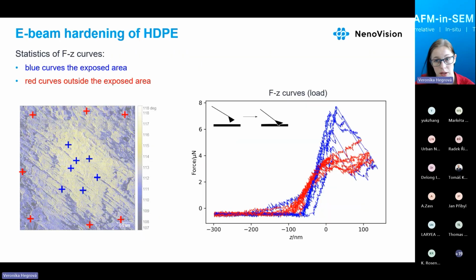And so what is the trend? What do we see? So we did a statistic of force distance curves. The blue ones are the exposed area, and the red curves are outside the exposed area. So the curves, already by looking, are quite different.